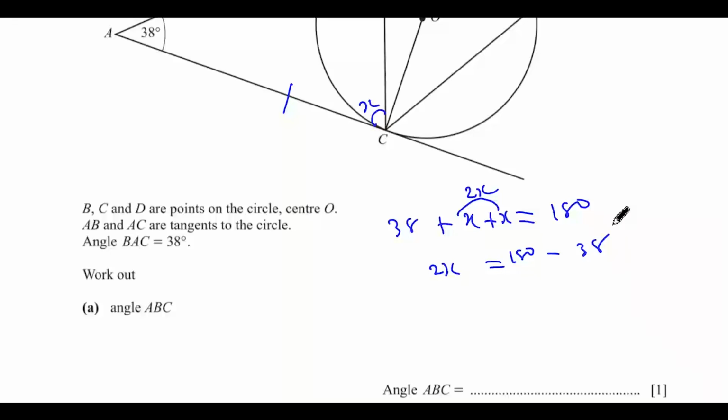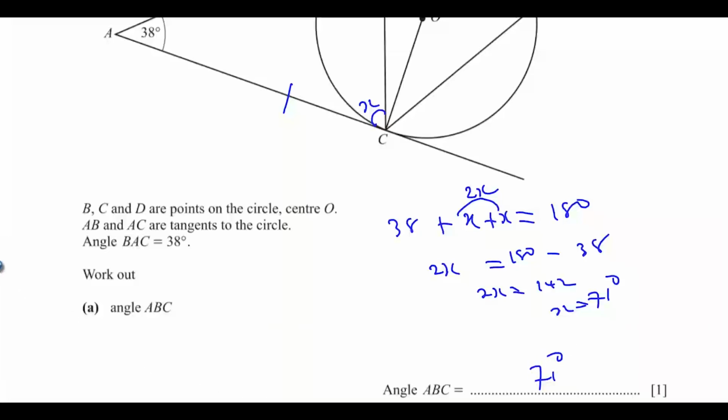So you can work that out. That will give you 142. So we have 2x will be equals to 142, and finally x will be equals to 71 degrees if we divide by 2. Okay, so that means angle ABC is 71 degrees.